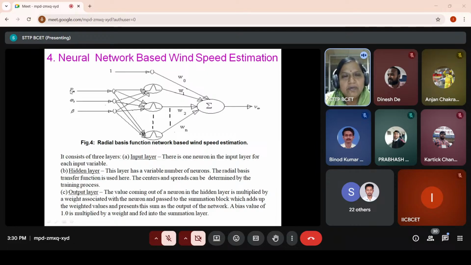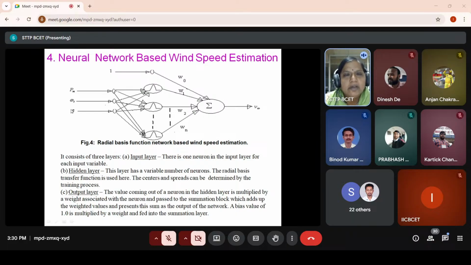Similarly, in the second set, I chose PM and beta constant, and I varied omega t from one fixed value to another set of values. And in the third set, PM and omega t I kept fixed, and beta I changed from one set value to another set value.